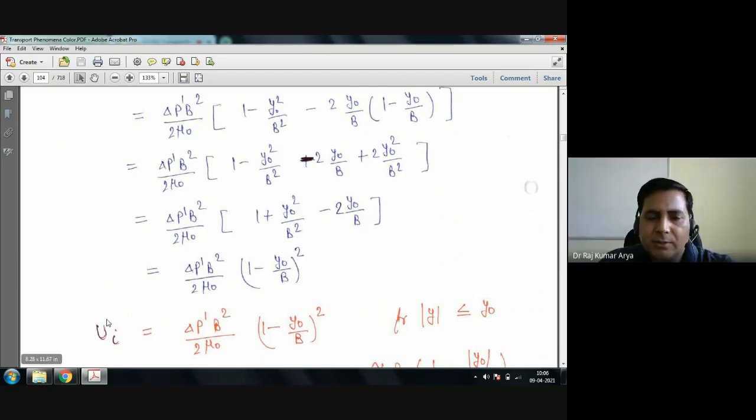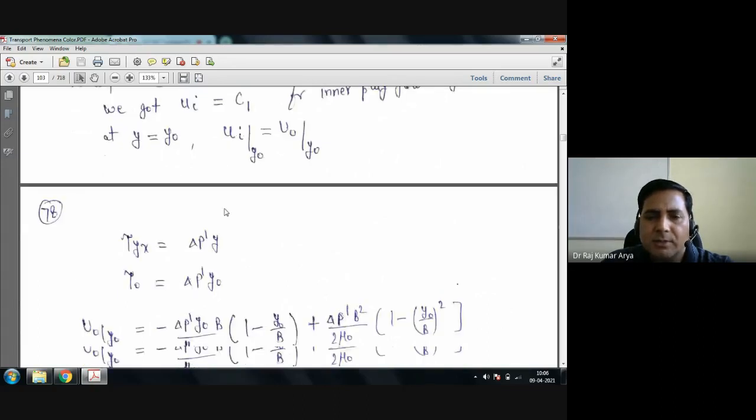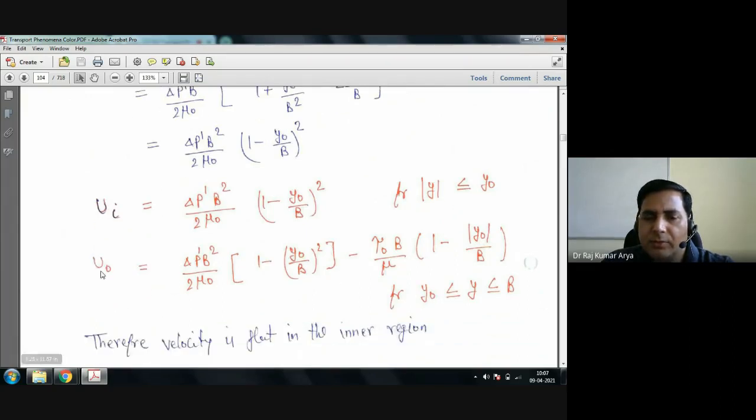Yes, sir. So now, as we wrote here for the inner flow, ui at y naught will be equal to u naught at y naught, which is equal to your constant c1. So you got ui equal to this expression. Now it is valid as long as y is less than or equal to y naught. Now you get your u naught expression from here, just putting y naught here. So this is the velocity profile in the flat region, or the plug flow region.